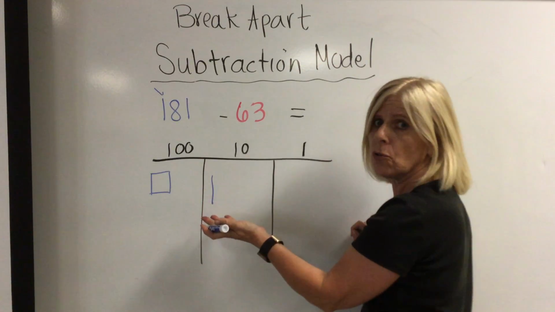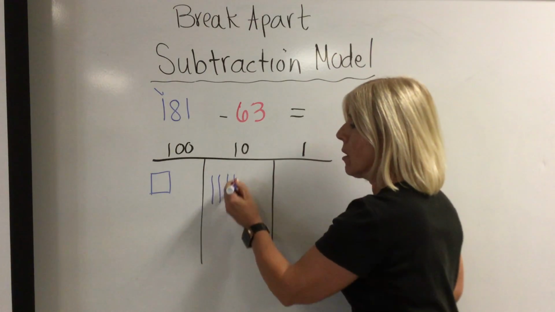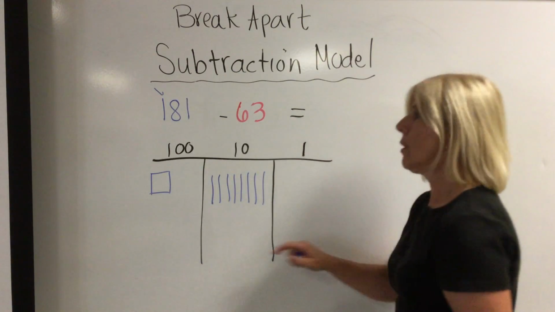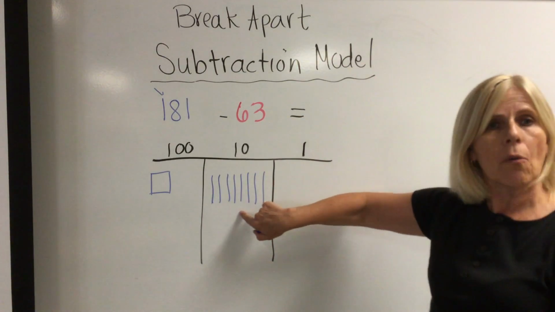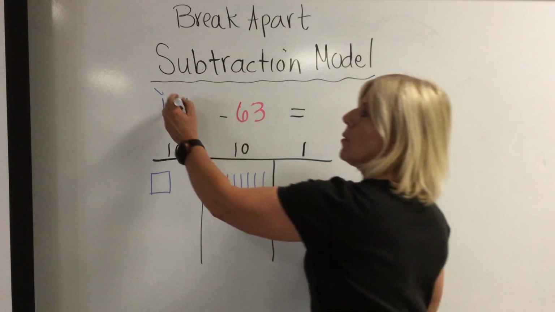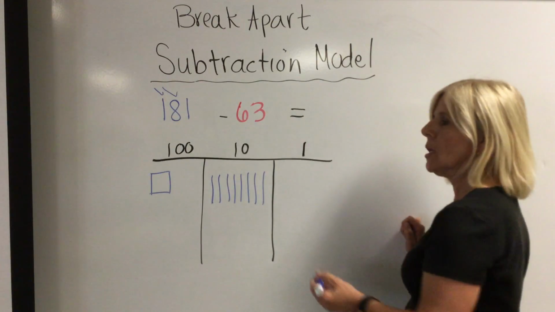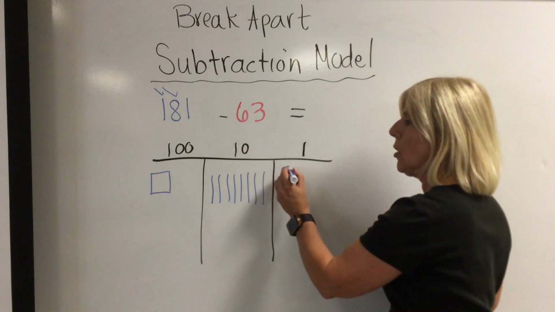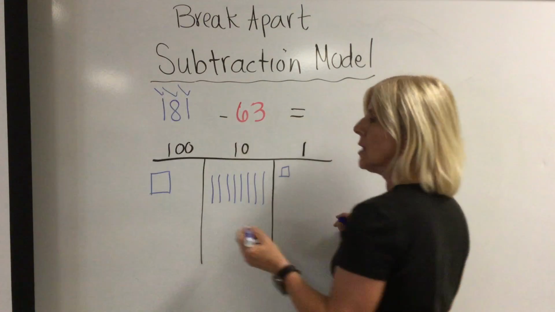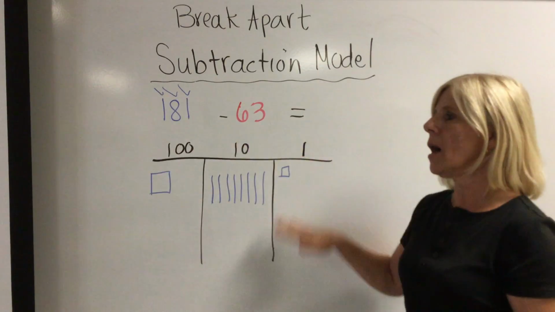So I'm just going to draw 8. 1, 2, 3, 4, 5, 6, 7, 8. Okay, I drew out my 8 rods that represent 10 each. Now I will check that off. Next, I'm going to go to my ones position, and I'm going to draw 1 little cube that represents 1 because that's in the ones position. Okay, we have that number represented on our chart.